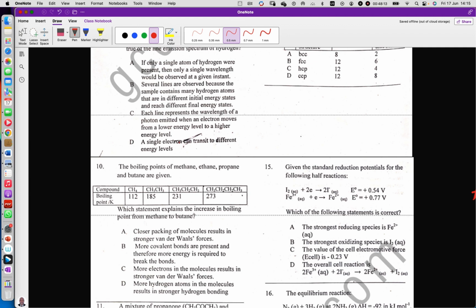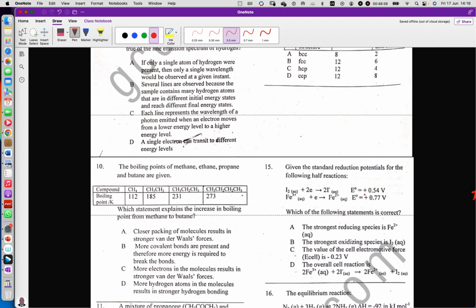Now, using the standard reduction potential, it shows that from this reaction, iron 3 plus is a better oxidizing agent. That means that it will accept electron and become reduced. It's a better oxidizing agent that will accept electron and become reduced. So the equation here is good.